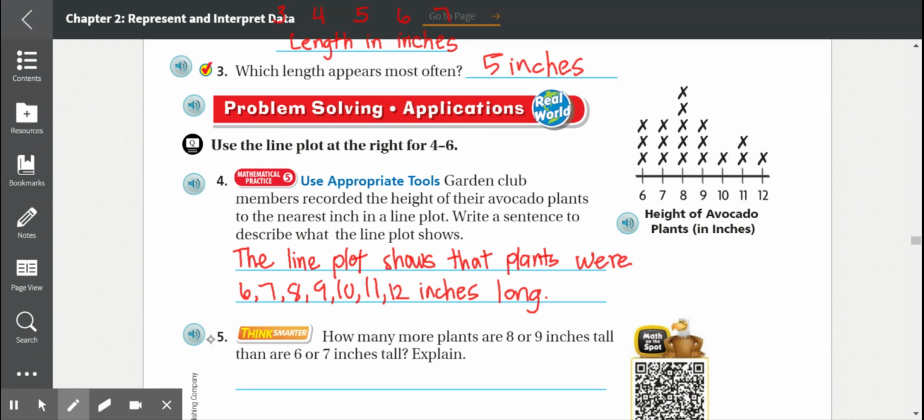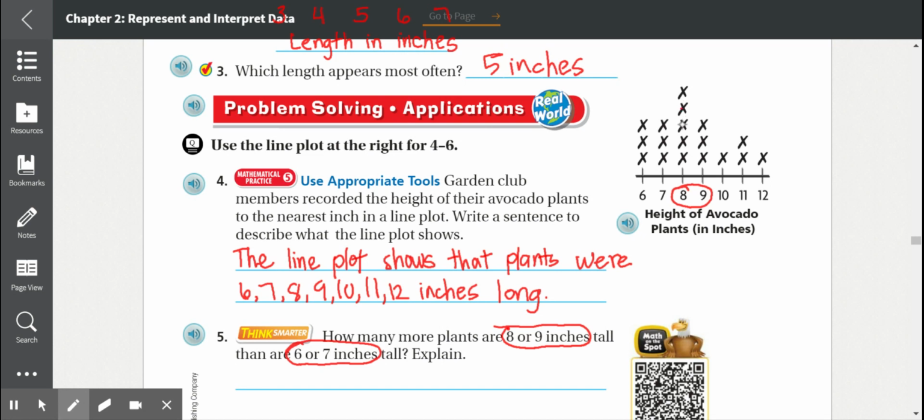Okay, let's answer number 5. How many more plants are 8 or 9 inches tall than are 6 and 7 inches tall? So, okay, so how many more plants are 8 or 9 inches than are 6 and 7 inches? So we need to combine 8 and 9 and then 6 and 7 and compare them. So 8 and 9 inches. So we're going to get a total for both of these.